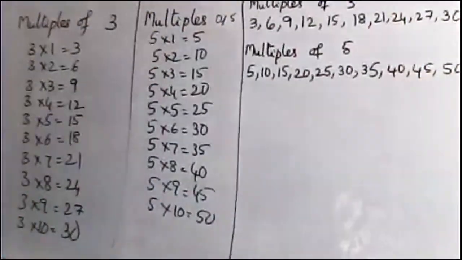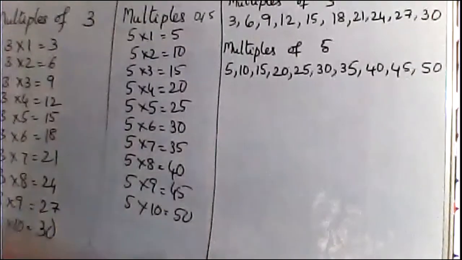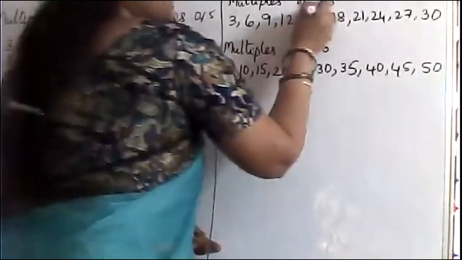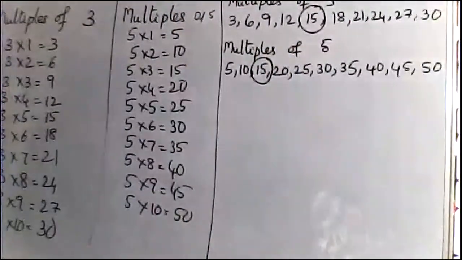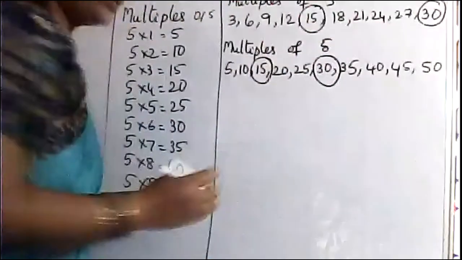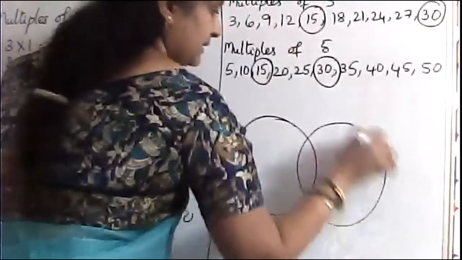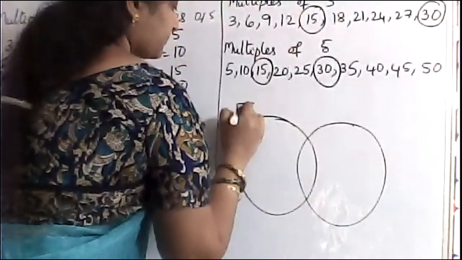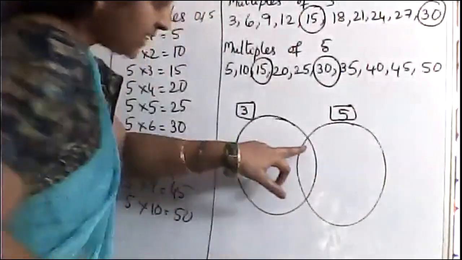Now can you say which numbers are common in these both? 15. Yes, 15 is common. So I am rounding off those two numbers in both. Now another number, 30. 30 is common. So here, suppose this is one color and this is another color. Here multiples of 3, here multiples of 5. This is the common portion.